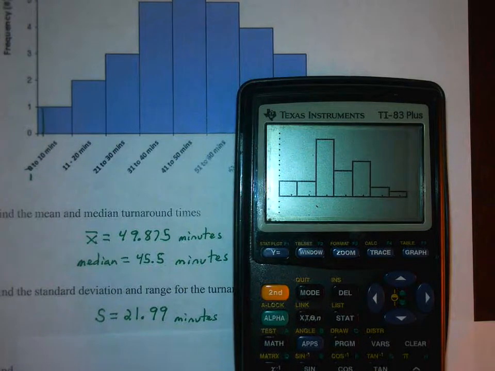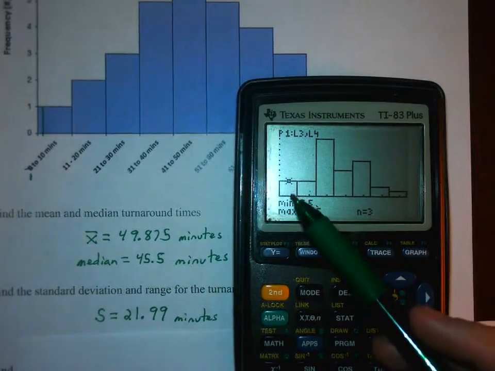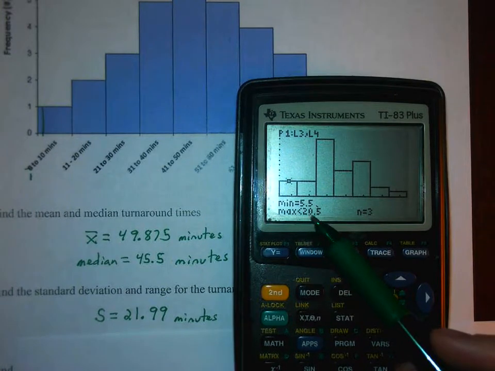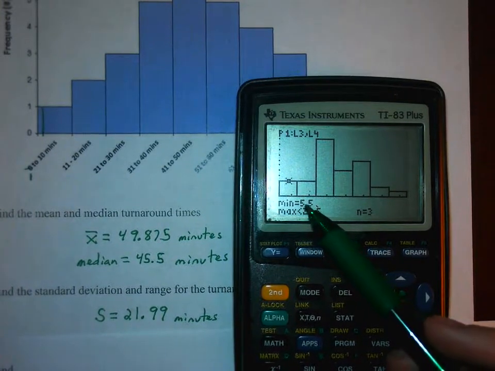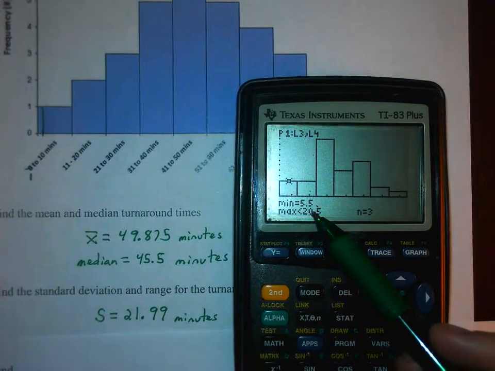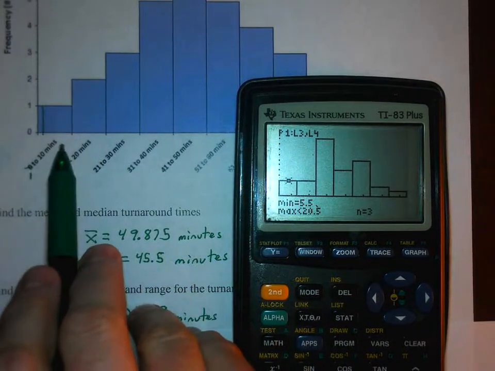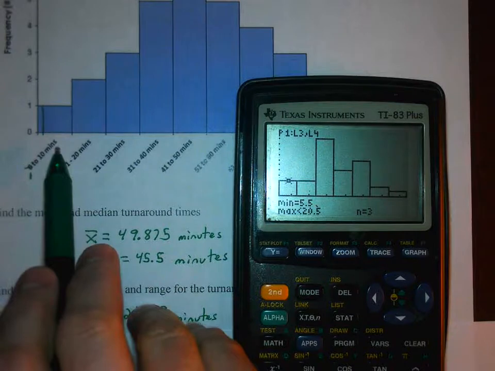Now, most of the time, it doesn't give you the bar graph that you want with your intervals. If you press trace, right now mine says minimum is 5.5, maximum less than 20.5. So essentially, that's including any number of minutes between 6, because 5.5 is less than 6. So anything from 6 to 20 minutes. That's not what we want. We want anywhere from 1 to 10 minutes.